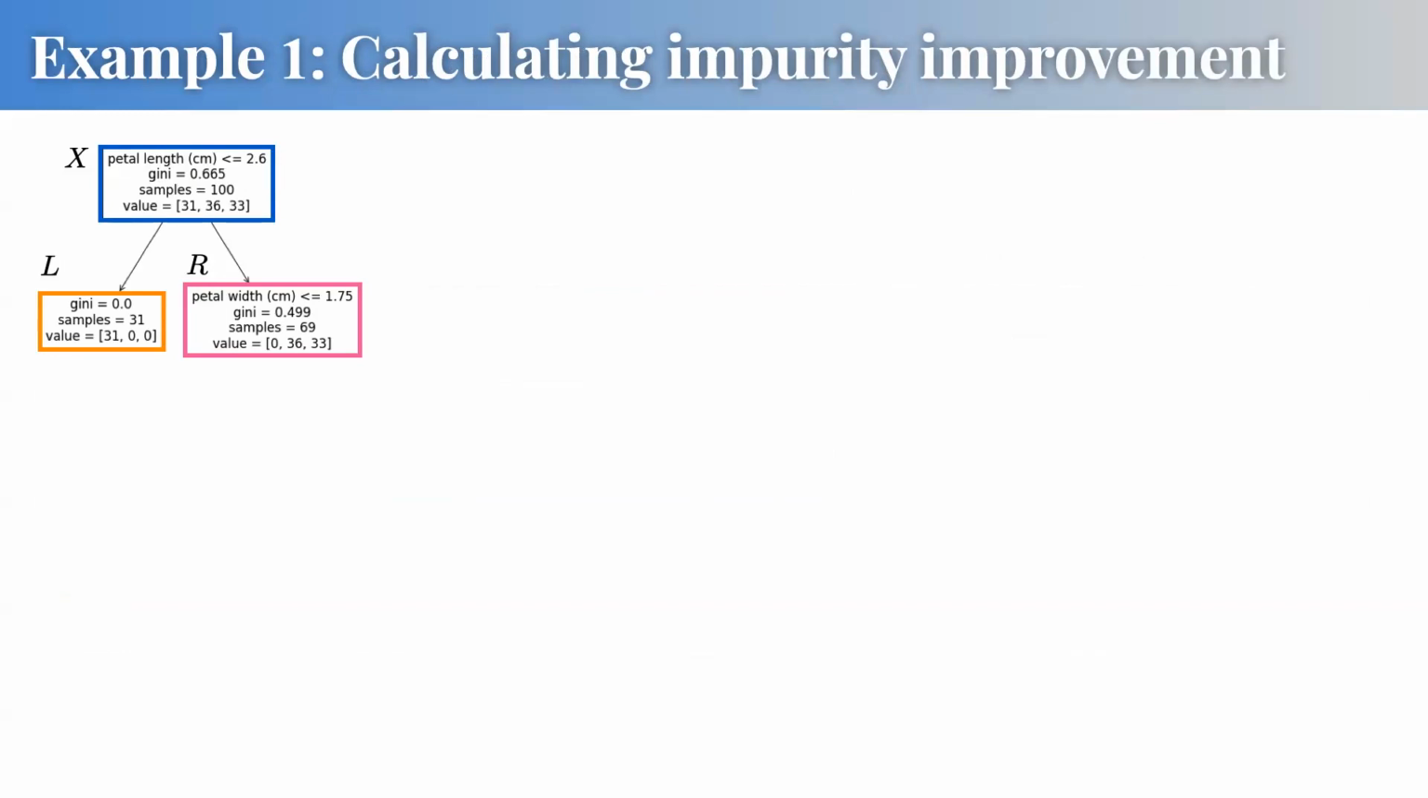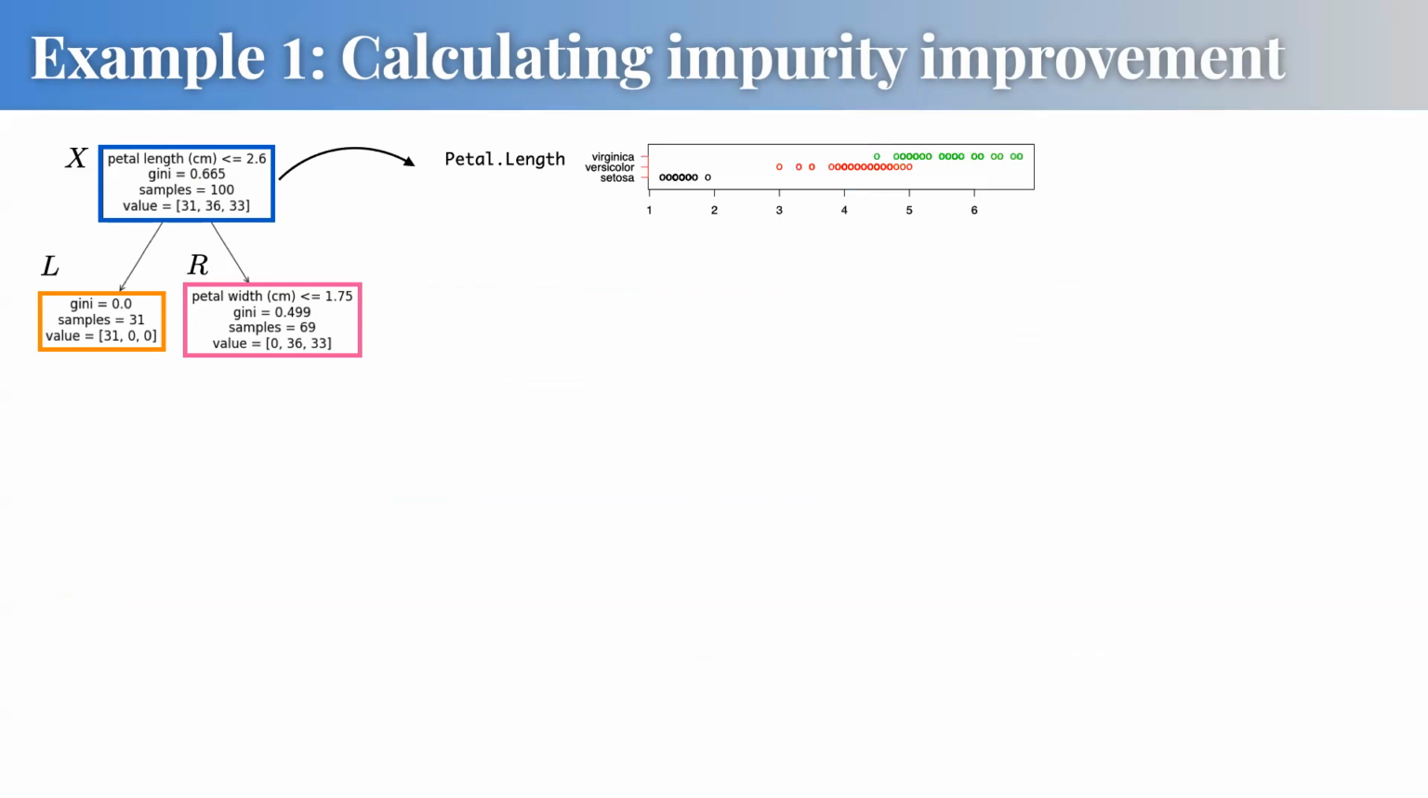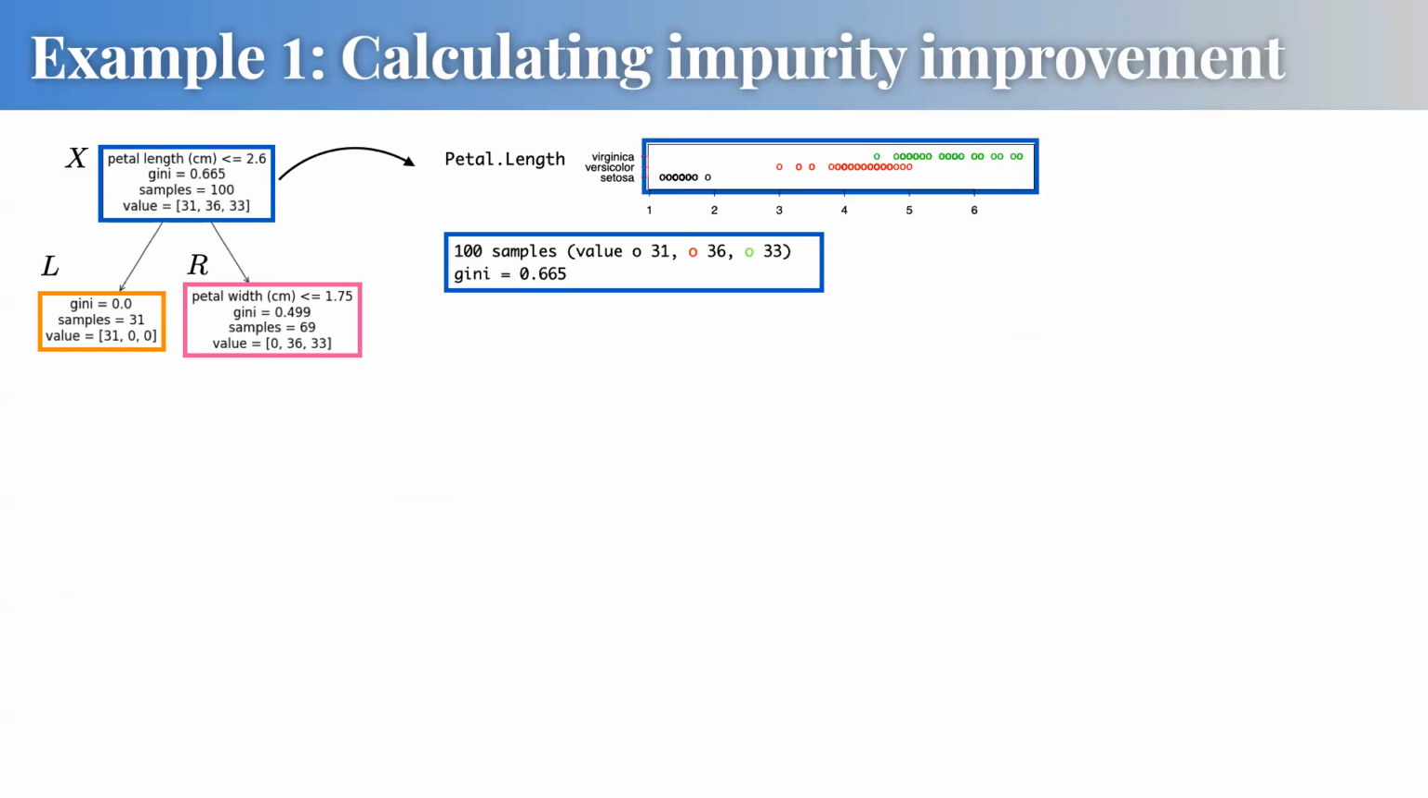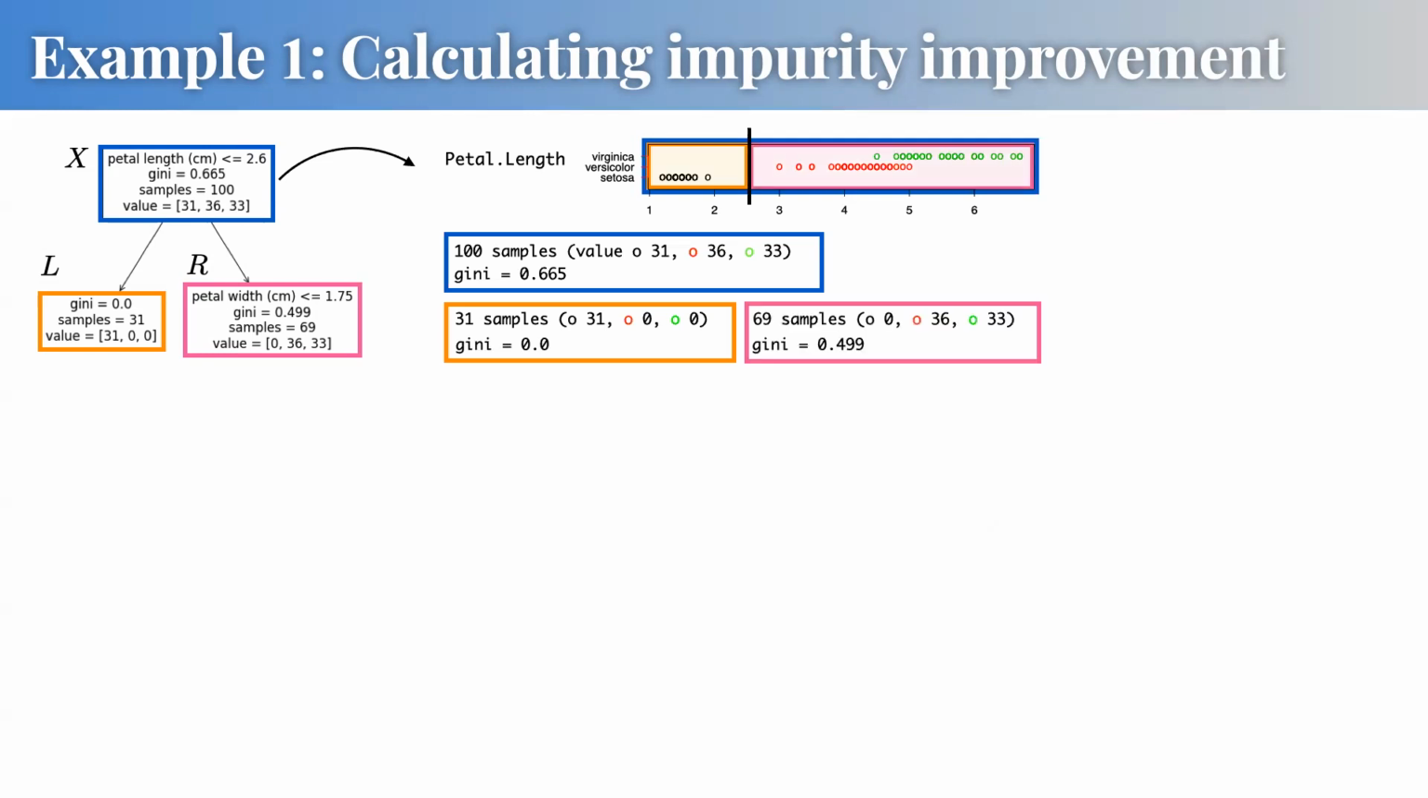If we split like this, the original region before the split has this kind of distribution. This region included 100 samples: 31 black, 36 red, 33 green, and the Gini score is 0.665. Then if we split here, the left-hand side has 31 samples and the right-hand side has 69 samples, with corresponding distributions over the classes, colors. The important thing is that on the left-hand side the Gini coefficient is 0 because it's pure, only black dots are included. But the right-hand side still has two colors, so the Gini score is around 0.5.